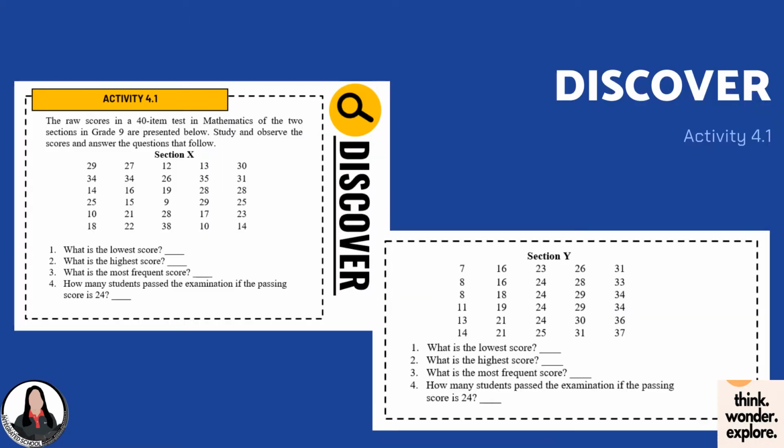So let's start with Discover 4.1. The raw scores in a 40-item test in mathematics of the two sections in grade 9 are presented below. Study and observe the scores and answer the questions that follow. So we have two sections here. We have the scores of section X and the scores of section Y.